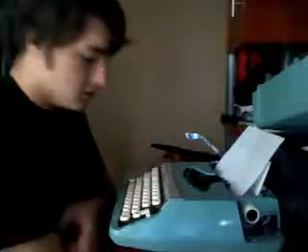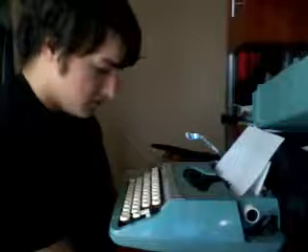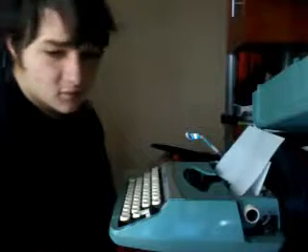5 is percent, just like in a computer. 6 is underscript, but 6 here is caret, looking upward. 7 is ampersand, which is the 7 on the computer. 8 is the single quote. 8 on the computer is the star. 9, 0 are parentheses, as on a computer.